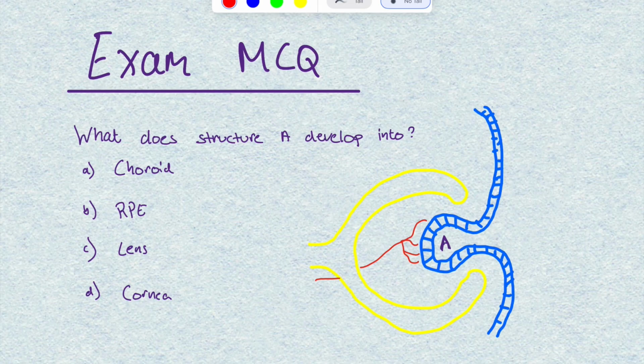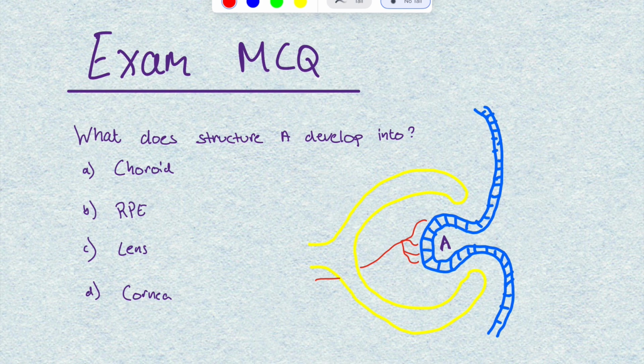As always, let's go through an exam question which came up in my paper. This is what they gave me, and this turned out to be a super easy question, okay? Some of the questions are this easy in the exam. They had this structure here and this label A. So what does the structure A develop into? Is it the choroid, the RPE, the lens, or the cornea?